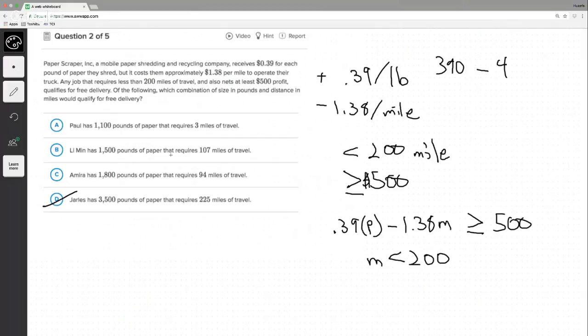1,500. Now this one, because this is going to make less money than this, it's probably going to be C. So let's do 1,800. I'm going to actually multiply this out. 1,800 times 0.39. Let's just say 0.40. Okay.